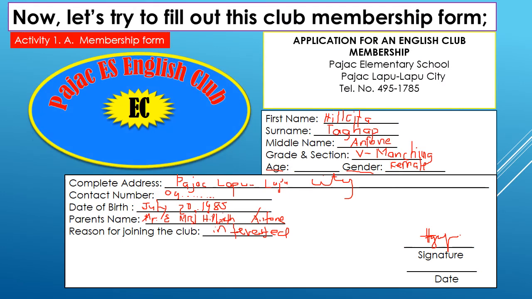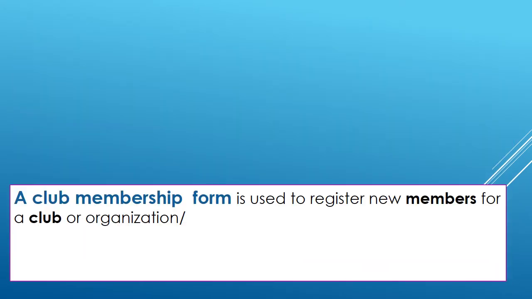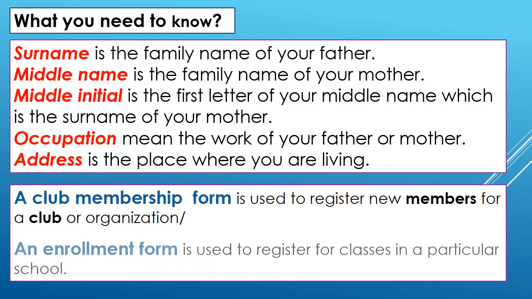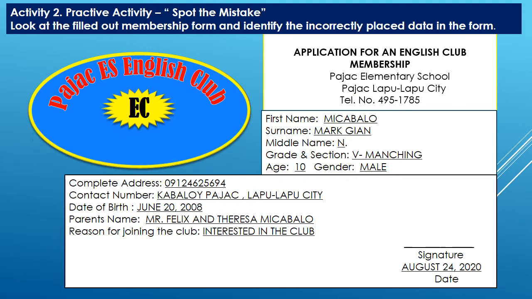So what information is asked in the membership form? Okay, there are first name, surname, middle name, grade and section, age, gender, address, and contact number. So those information will be asked in the admission form. Okay, how about the enrollment form? What information is asked in the enrollment form? Okay, so let's try to check.